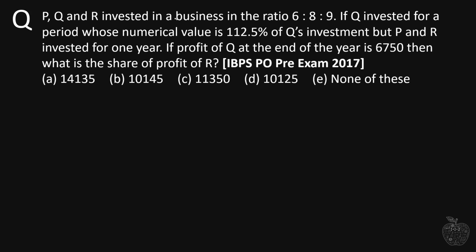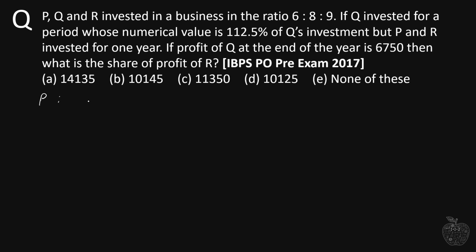P, Q and R invested in a business in the ratio 6:8:9. If Q invested for a period whose numerical value is 112.5% of Q's investment, but P and R invested for 1 year, and if the profit of Q at the end of the year is 6750, then what is the share of profit of R? Alright, so we are given that P, Q and R invested in a business in the ratio 6:8:9.